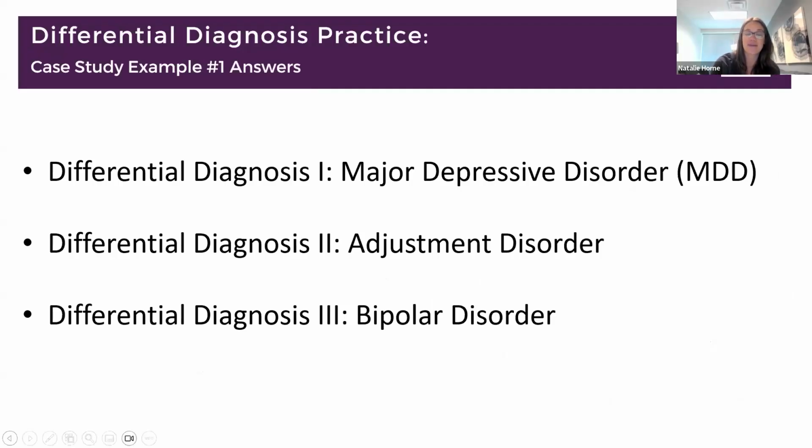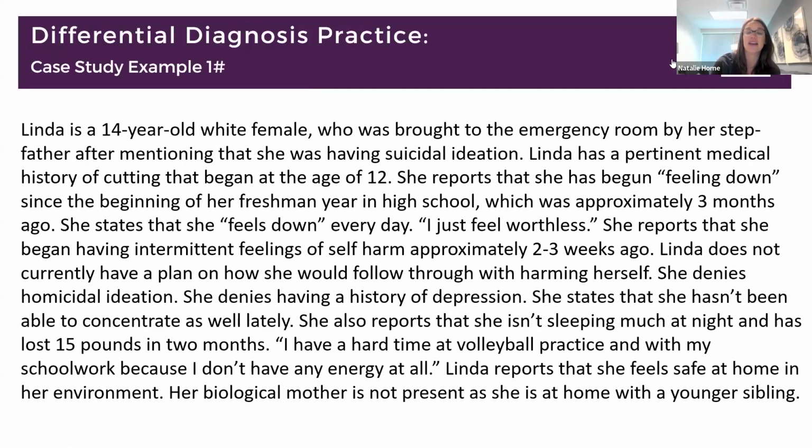And I feel like that can throw us off because we do have some different things going on. So she's 14 and she began cutting at 12. So that's already 2 years. So we do know that there's some sort of depression or mood instability going on for 2 years. However, she's been feeling down for the last 3 months, every day, and recently had feelings of self-harm and a difference in concentration, as well as lack of interest in activities. So I could definitely see both MDD and adjustment disorder.